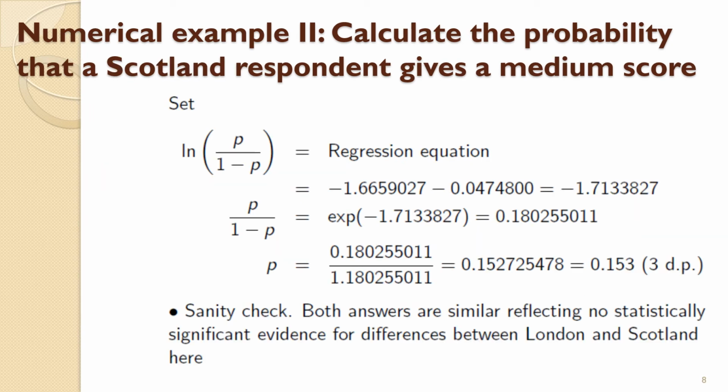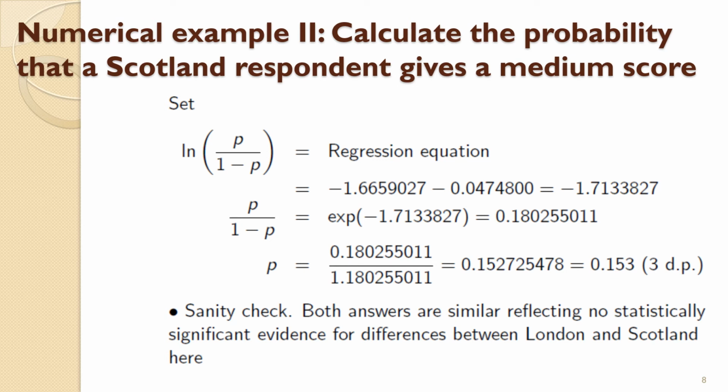So there's an extra numerical example here, but again, the thing I really wanted to emphasize here is this interpretation element, so that these things aren't calculated in a vacuum. What you're looking for here is a sort of sanity check. In both cases here, the calculation for the London region and for the Scotland region gives you similar answers. So this is consistent with the previous analysis, which said there was no statistically significant evidence for differences between the London and Scotland regions in this case.